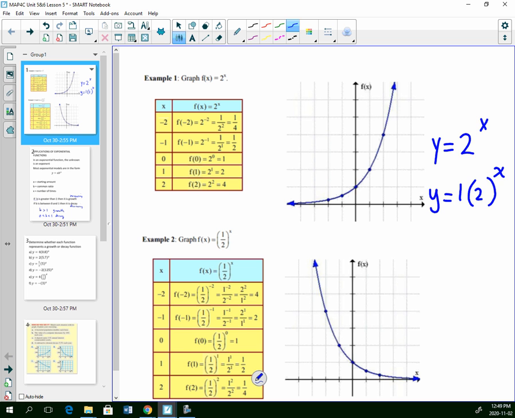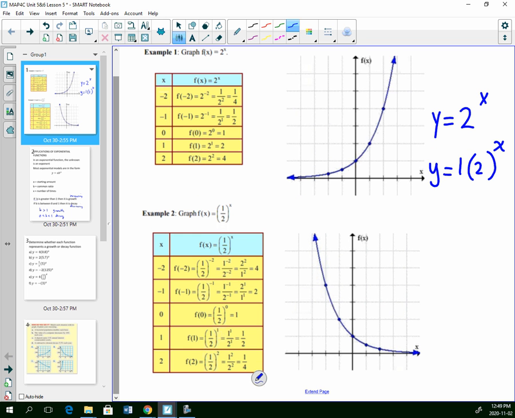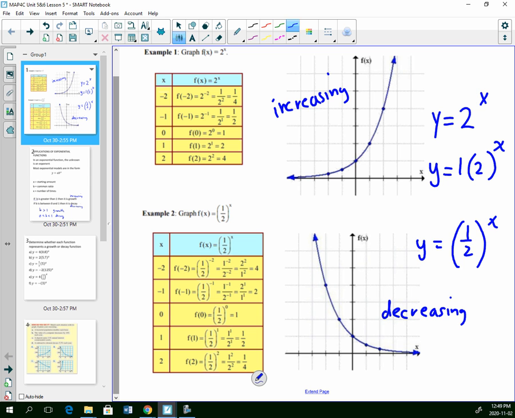Whereas the graph below is base 1/2 to the x. And you'll notice that that is a decreasing function. So if the base is a fraction or a decimal, it will be a decay or decreasing function. If the base, the common ratio, is a positive number, it'll be a growth equation or an increasing function.